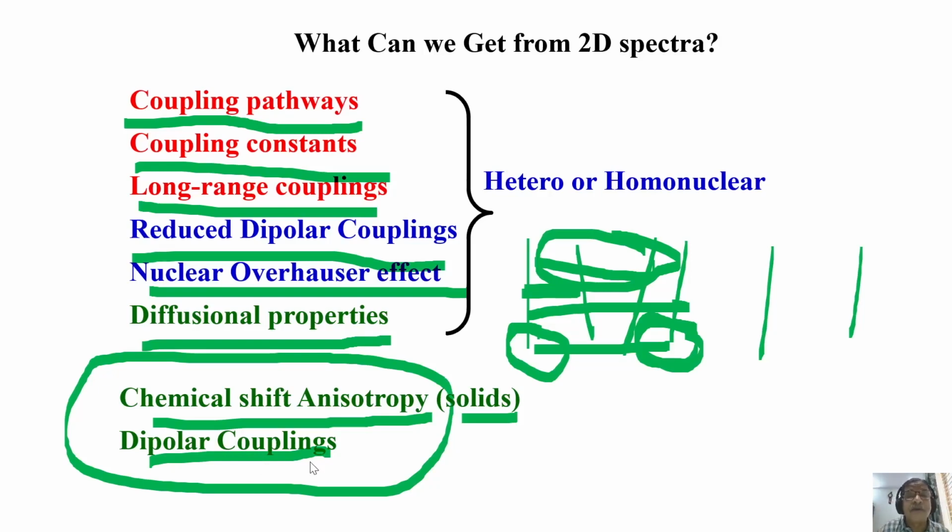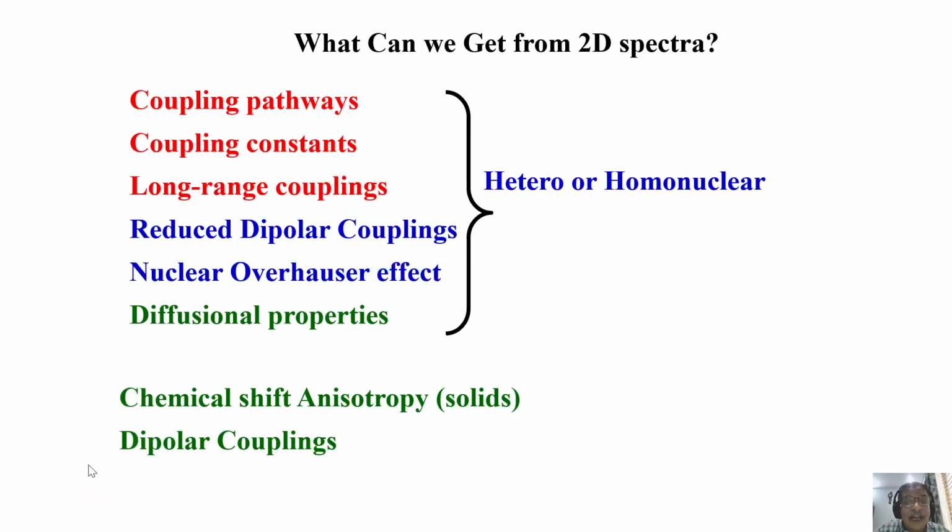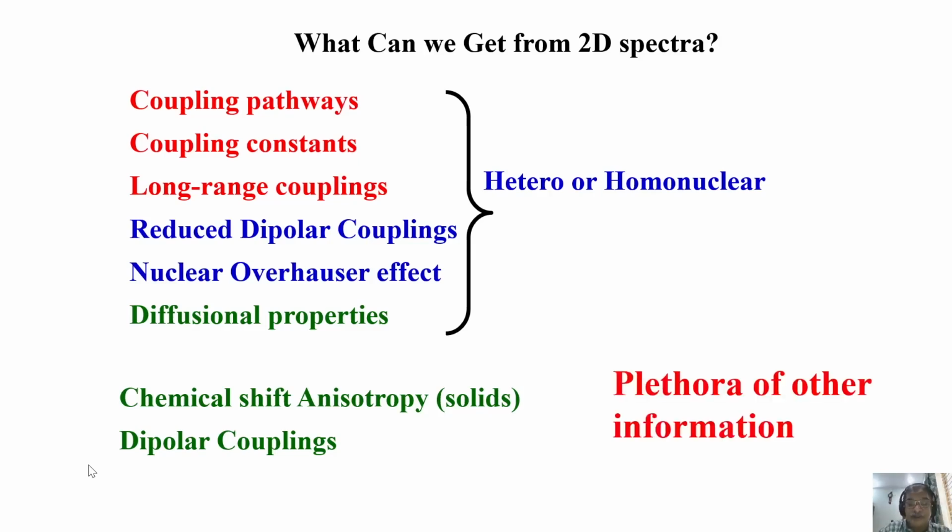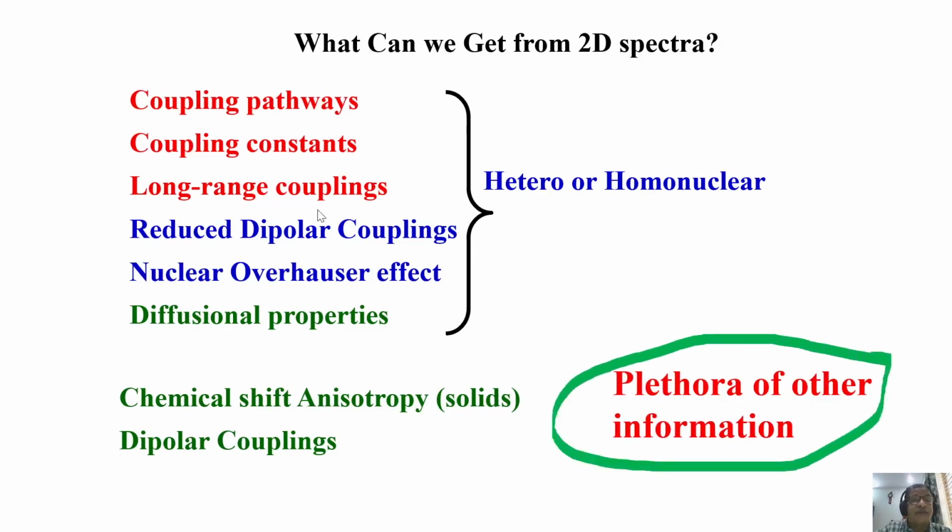That's also possible. So you understand, this is only the tip of an iceberg I am giving you. You can get a lot more information from varieties of two-dimensional spectra. If you go to higher dimensions, you get much more information. So I would say there is a plethora of information we can extract from varieties of 2D spectra.